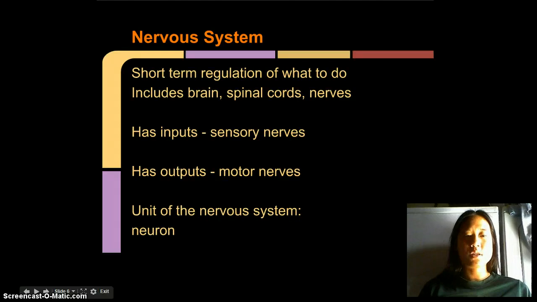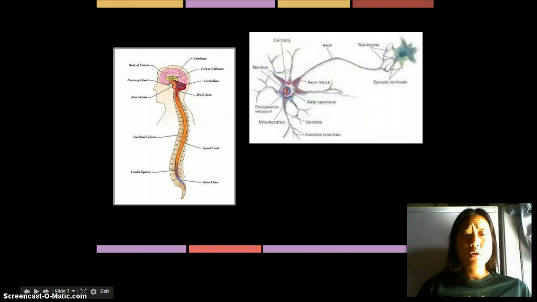In the nervous system, the main unit is a neuron. A neuron is the individual cell of the nervous system. So what does this look like? If we look over here, we have the spinal cord, and we have the brain, and here's the neuron. There's also an input and an output system, and these are used for a lot of signaling in the body to tell yourself what to do.